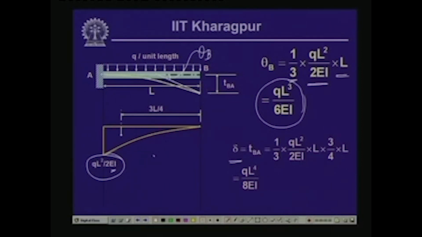and the value of the delta, which is the tangential deviation of point B with reference to the tangent drawn at A, is nothing but equals to the value of the delta or the deflection of this particular beam, that should be equals to the moment of the M by EI diagram between these 2 points.